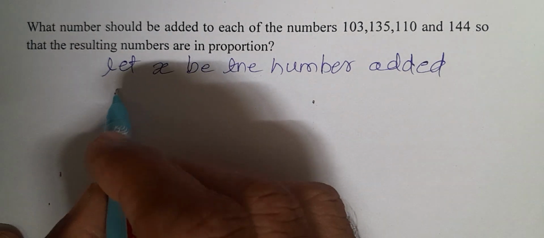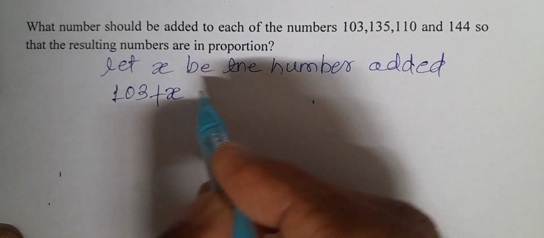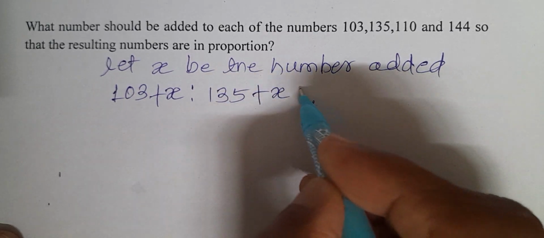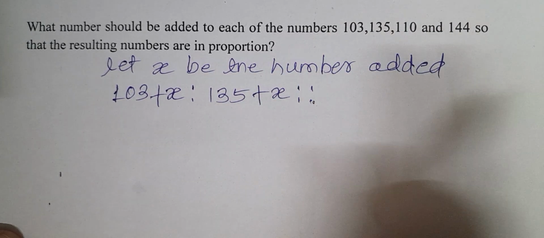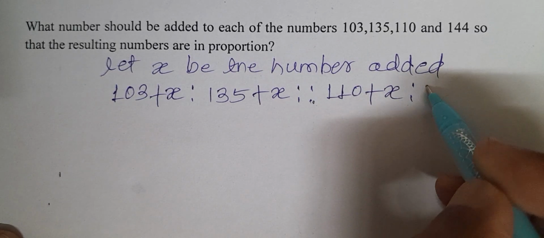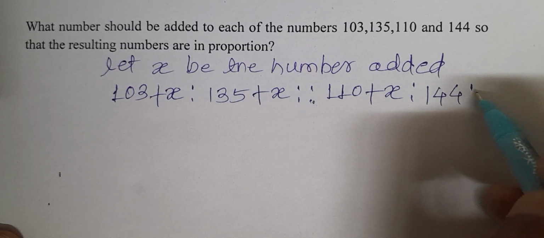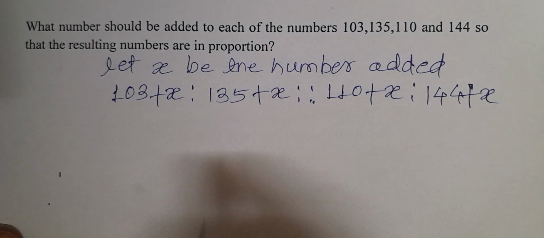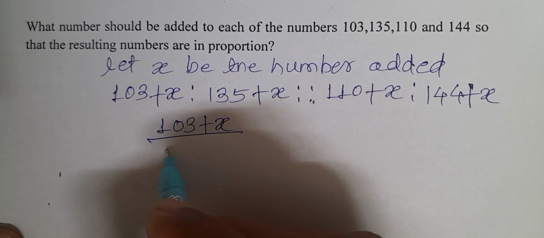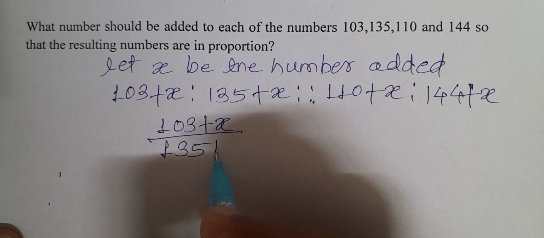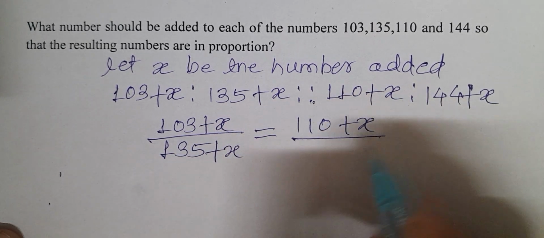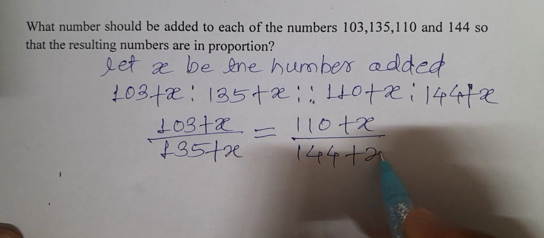So 103 plus x, 135 plus x, 110 plus x, 144 plus x. So this we can write as (103 plus x) by (135 plus x) is equal to (110 plus x) by (144 plus x).